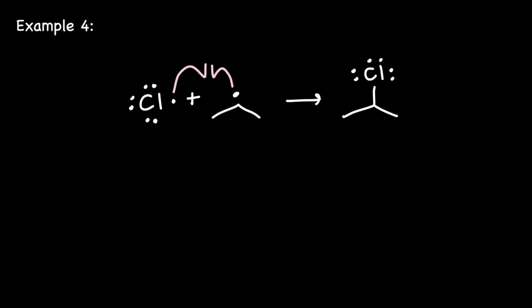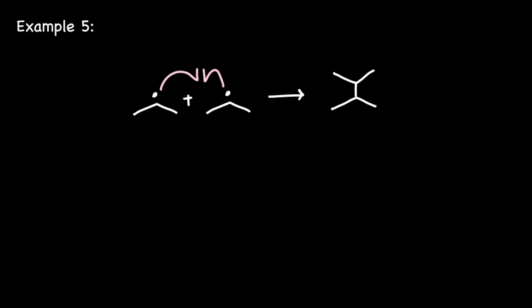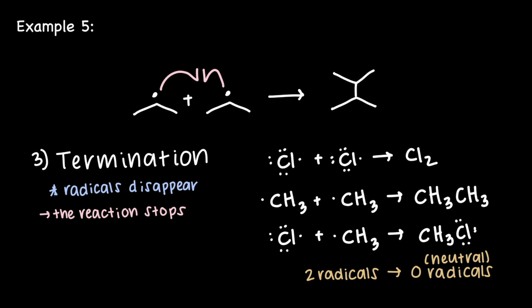A chlorine radical combines with a propyl radical. This is termination because radicals disappear. 2 propyl radicals combine together. This is also termination because radicals disappear.